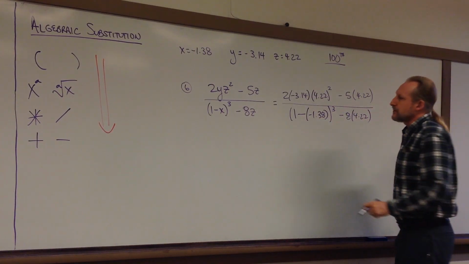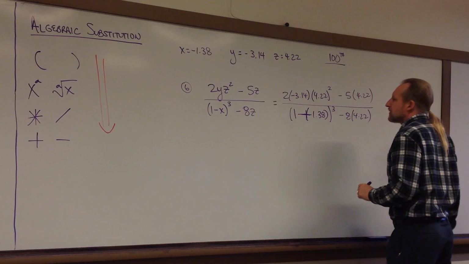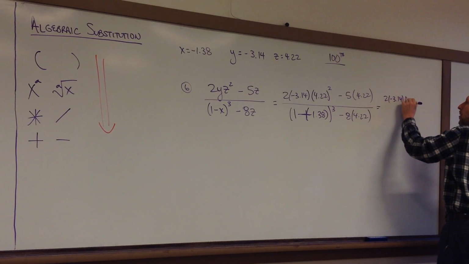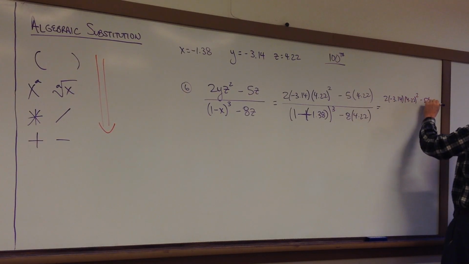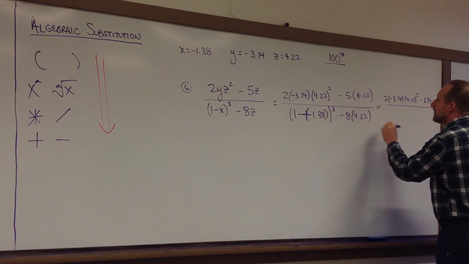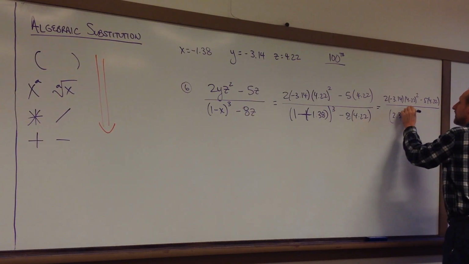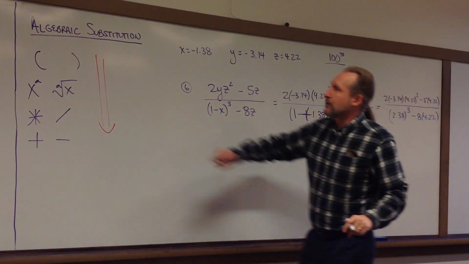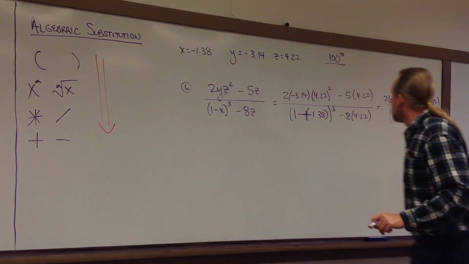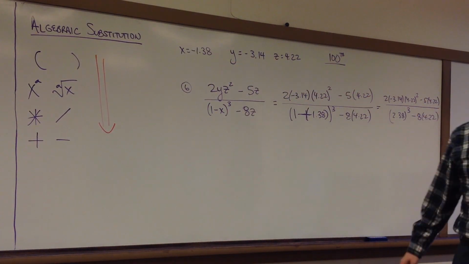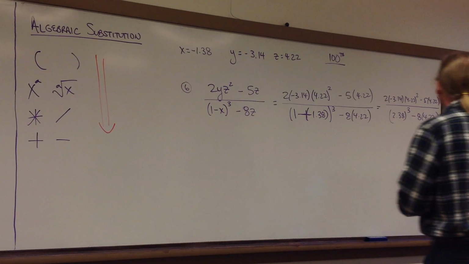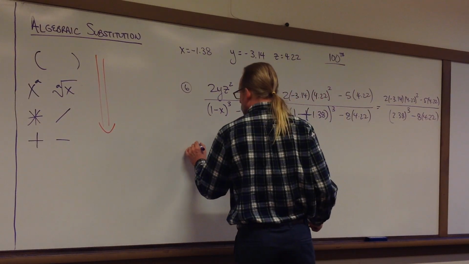Okay, so let's work inside the parentheses first. Minus and minus make plus. And so let's see here. On the bottom, that's going to be 2.38 getting cubed. Okay, so I worked inside the parentheses first, right? Because that's the first step in the order of operations. Now let's go in and do these exponents. Okay, let's see here. 4.22 squared, 17.808. Okay, so this will be 2.